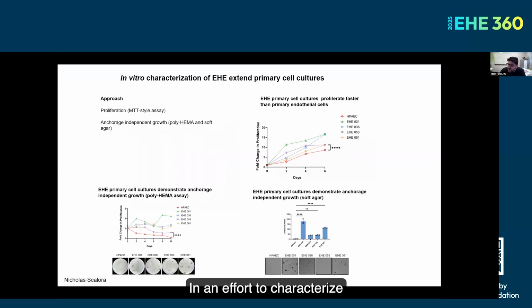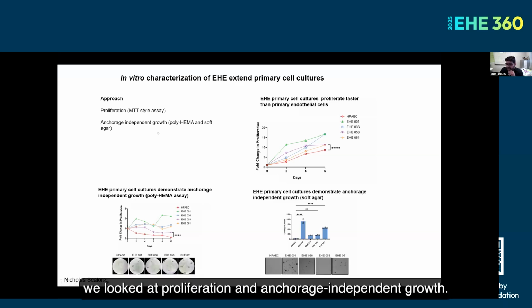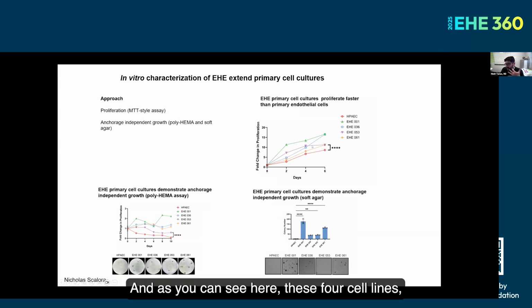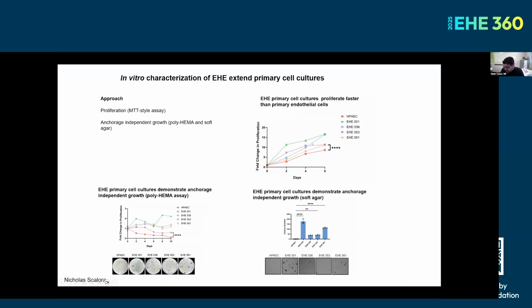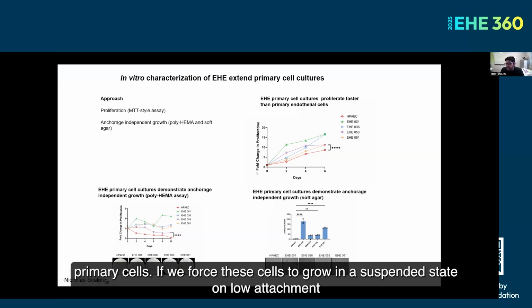In an effort to characterize in vitro hallmarks of cancer in these EHE extended primary cell cultures, we looked at proliferation and anchorage-independent growth. We looked at proliferation via an MTT-style assay and used these primary endothelial cells, human pulmonary artery endothelial cells, as control. And as you can see here, these 4 cell lines, these EHE extended primary cell cultures, proliferate to a greater degree than the normal endothelial primary cells.